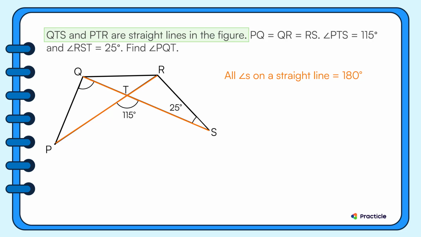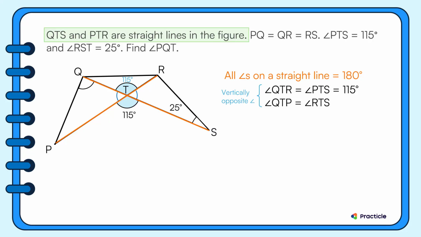What else would we think of when we see two straight lines intersecting each other? I hope you thought of vertically opposite angles. Angle QTR is equal to angle PTS, which is 115 degrees. Let's just label that for the time being. The other pair of vertically opposite angles would be angle QTP and angle RTS.